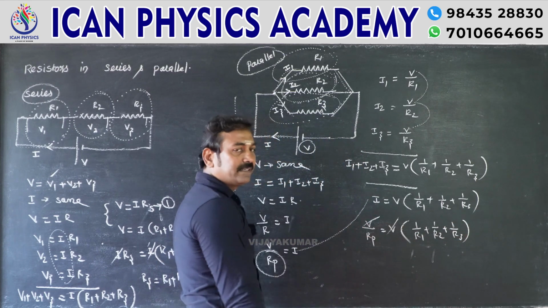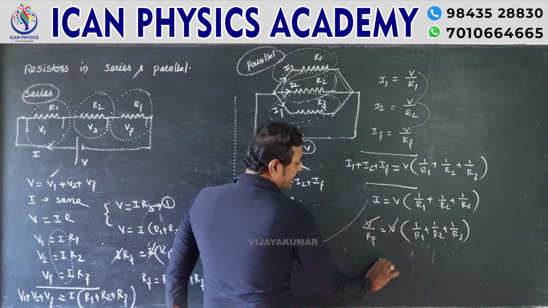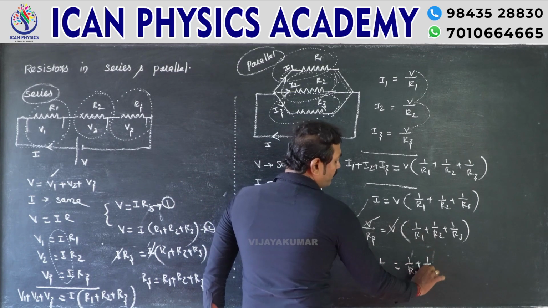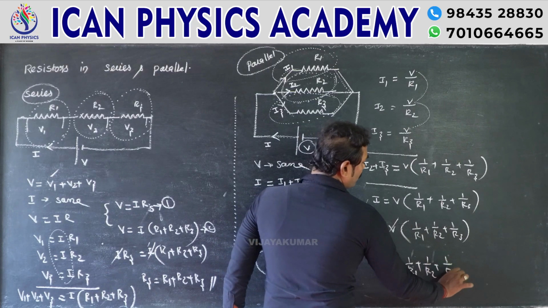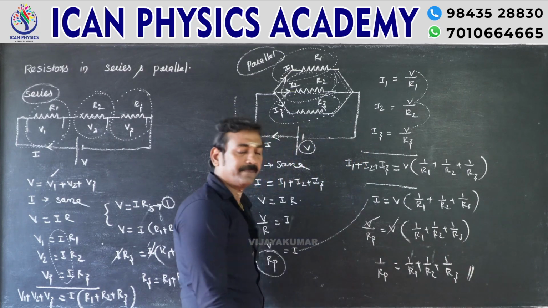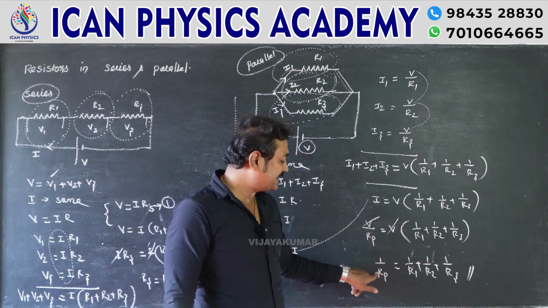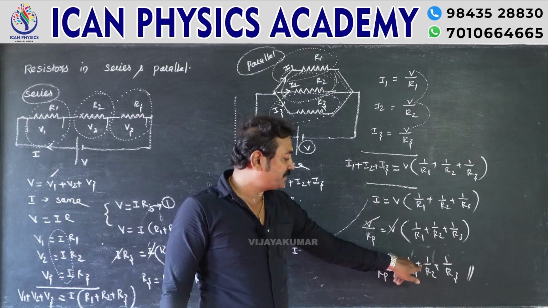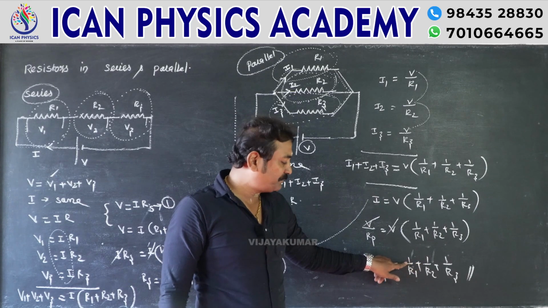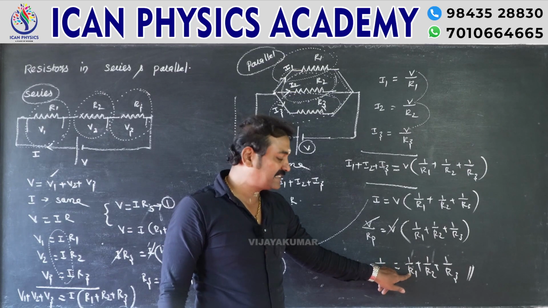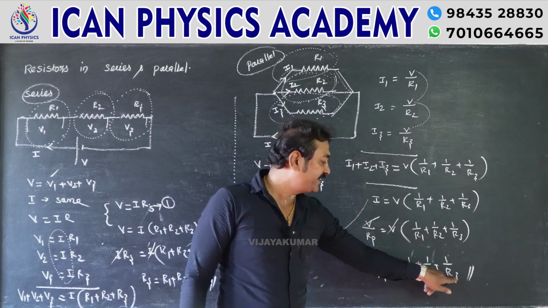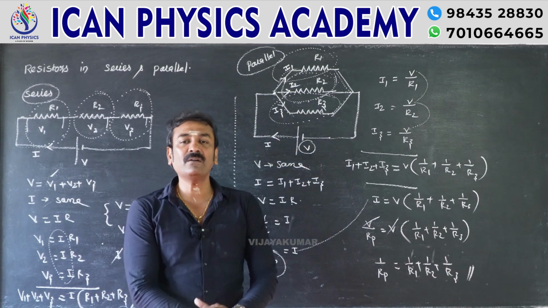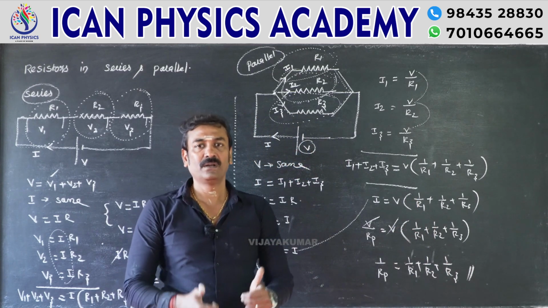Now V getting cancelled, so that we can write 1 by RP equal to 1 by R1 plus 1 by R2 plus 1 by R3. So the effective resistance in parallel is defined as the algebraic sum of reciprocals of the resistances of the individual resistors. Okay, do you get it now? Do you have any doubts? No doubts.